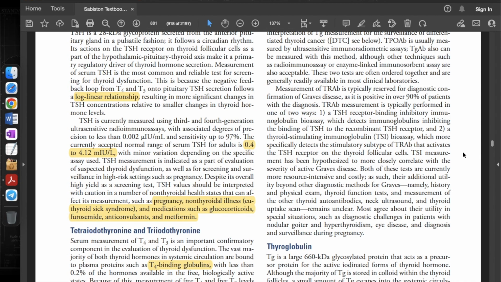Both of these tests are currently more resource intensive and costly. As such, their additional utility beyond other diagnostic methods for Graves, namely history and physical examination, thyroid function tests, measurement of other thyroid autoantibodies, neck ultrasound, and thyroid optic scan remains unclear. Most agree about their utility in specific situations such as diagnostic challenges in the patients with nodular goiter and hyperthyroidism, eye disease, and diagnosis and surveillance during pregnancy.